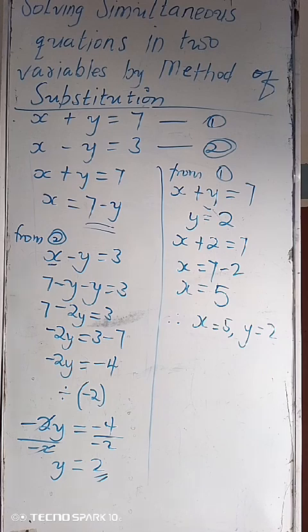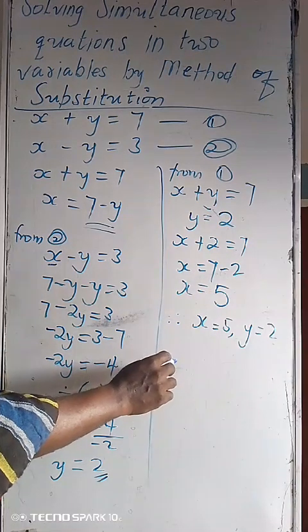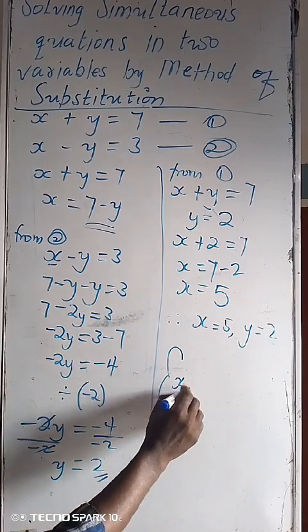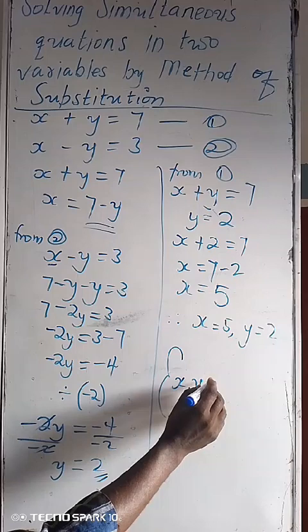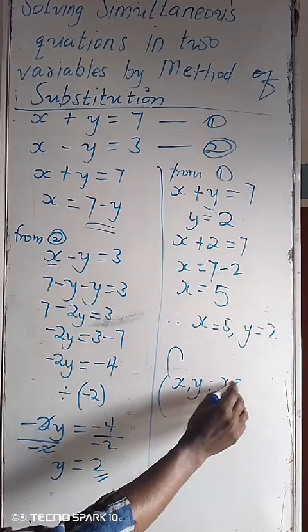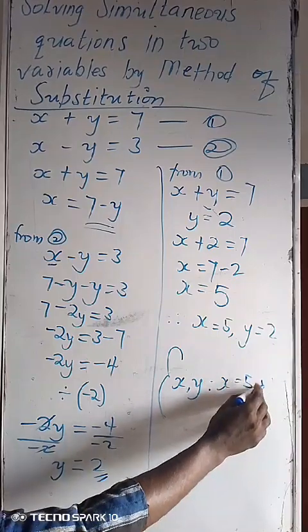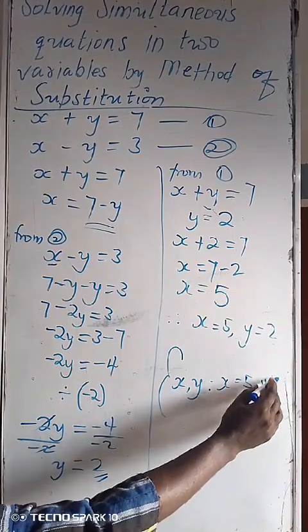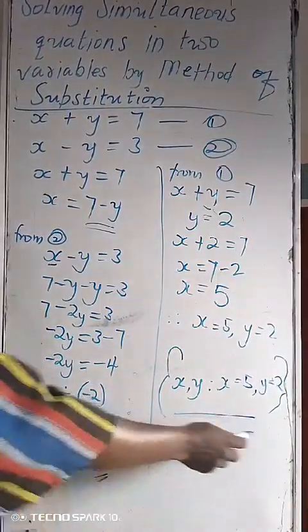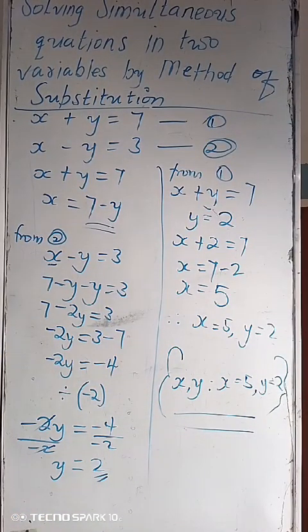So we can conclude that x is 5 and y is equal to 2. So this will be my final answer.